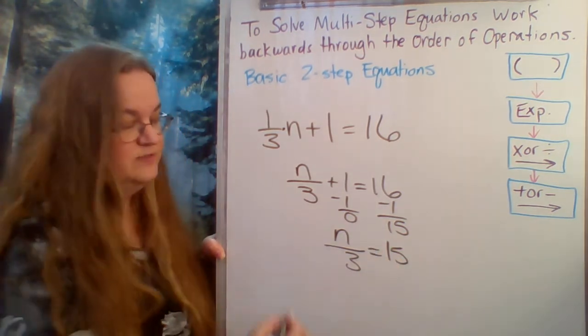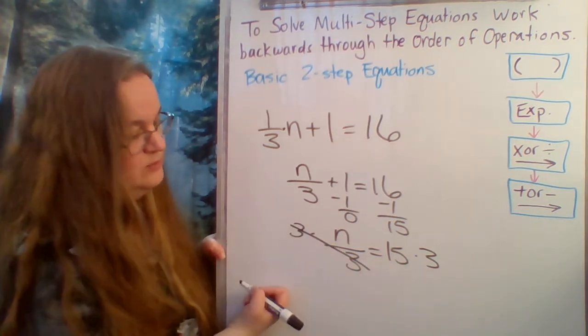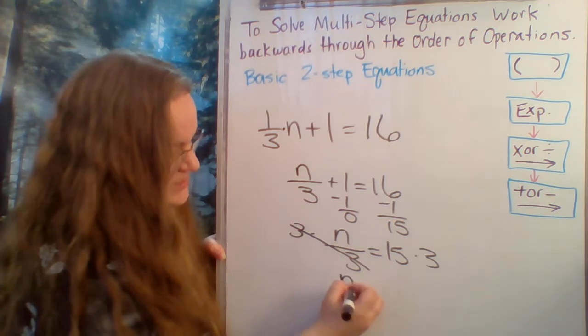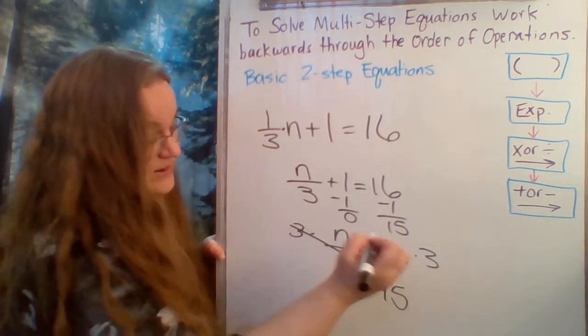Well, what's the opposite of division? Multiplication. The 1 in the numerator and the 1 in the denominator divide out to 1, and 1 times n is n. 15 times 3 is 45.